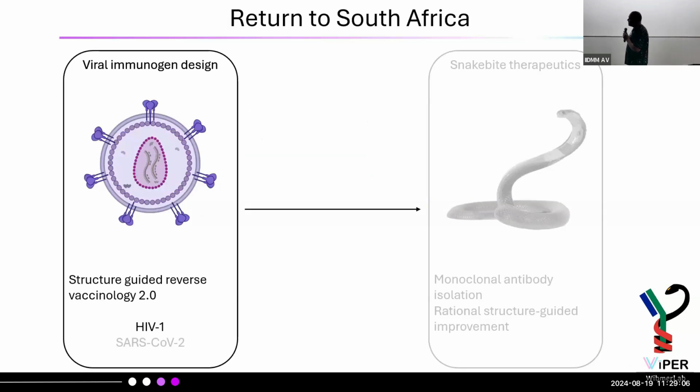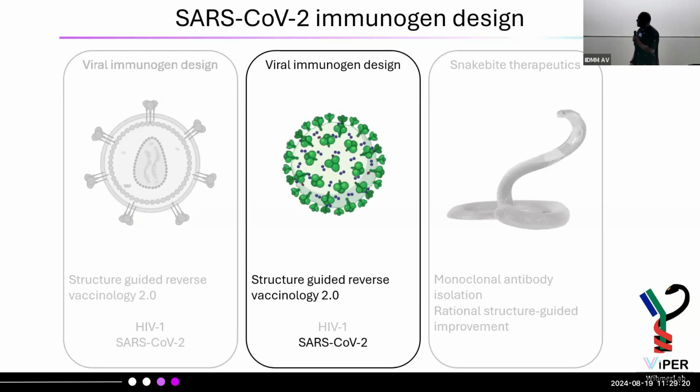And then I was done with HIV and thought I needed to work on something where I felt we could really make a real difference in the world. And that was snakebite antivenom therapeutics. And so in November 2019, I came back to South Africa to work on this topic. And then unfortunately, the world said no. And we had SARS-CoV-2. And so like everybody else, I had to pivot slightly towards some SARS-CoV-2 research for a little bit.